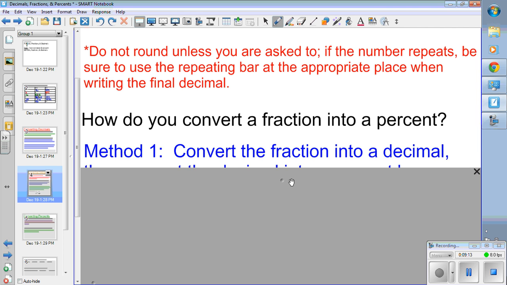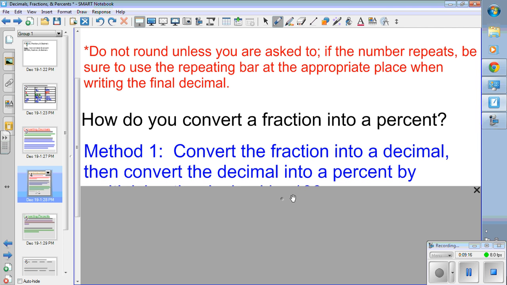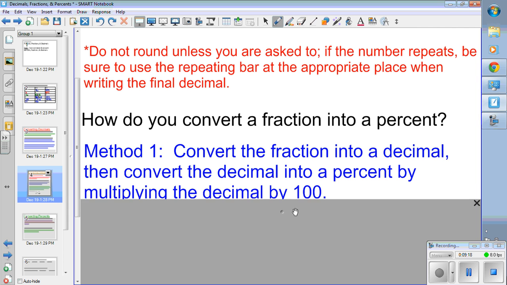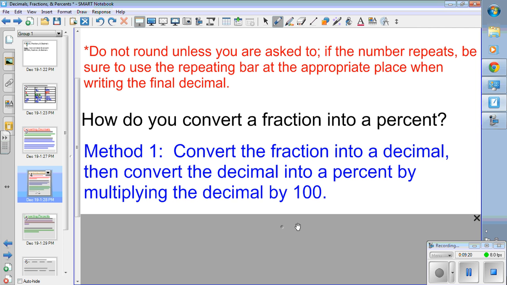How do you convert a fraction into a percent? Method 1, convert the fraction into a decimal, then convert the decimal into a percent by multiplying the decimal by 100.